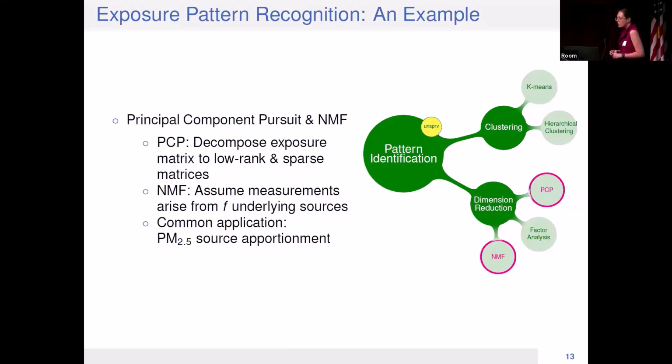So PCP decomposes the exposure matrix into a low-rank matrix that includes all the information about the specific patterns, and a sparse matrix that includes information about our mixture that cannot be explained by the patterns. And then NMF, non-negative matrix factorization, assumes that the measurements in the low-rank matrix, in this case, arise from F underlying sources. A common application, you may have heard, is air pollution or particle source apportionment.